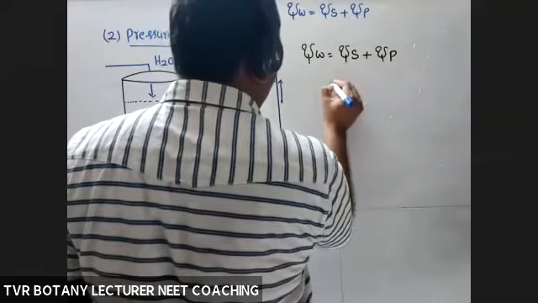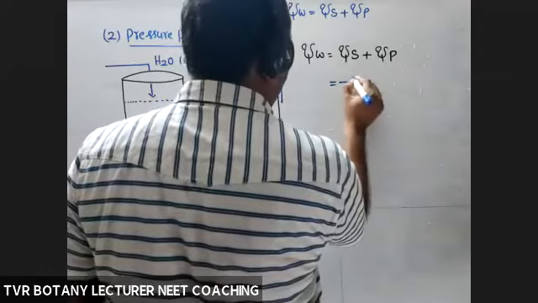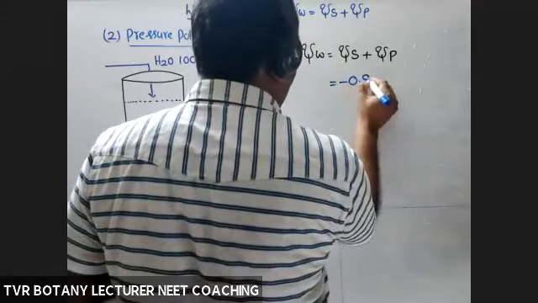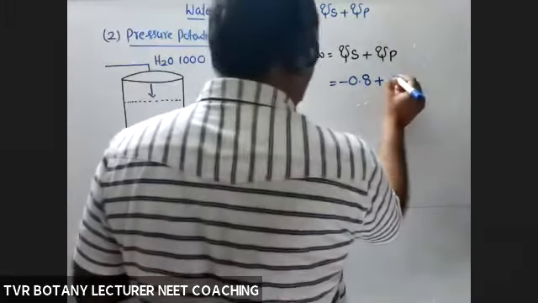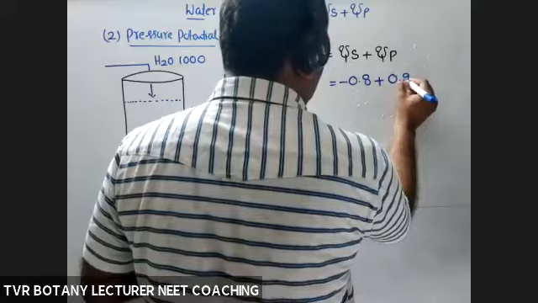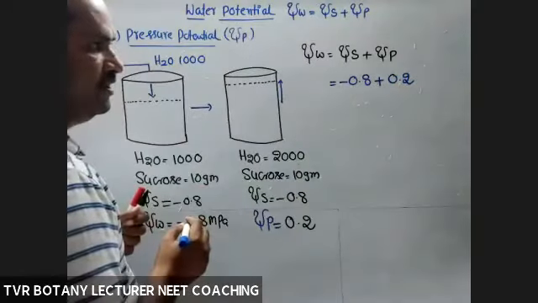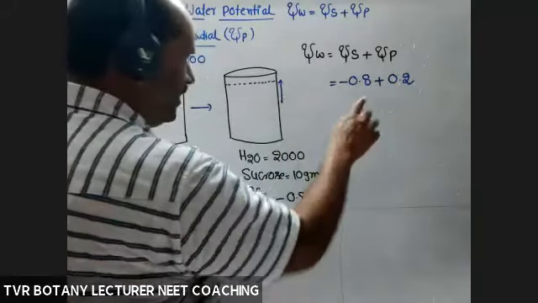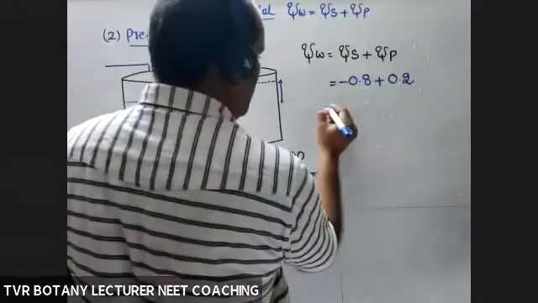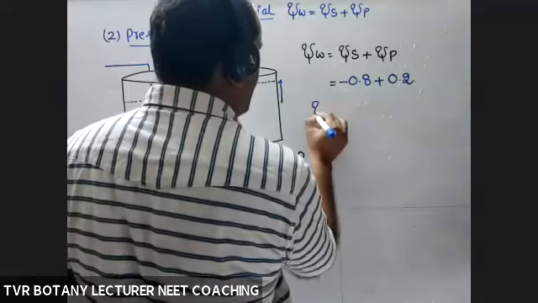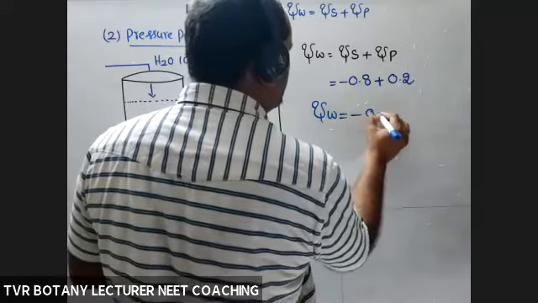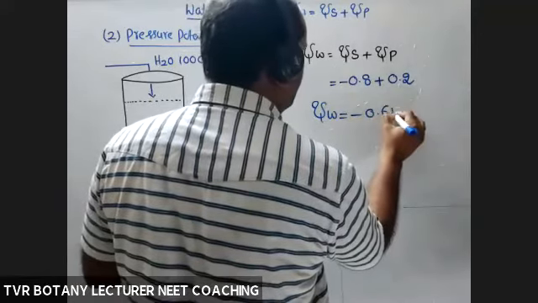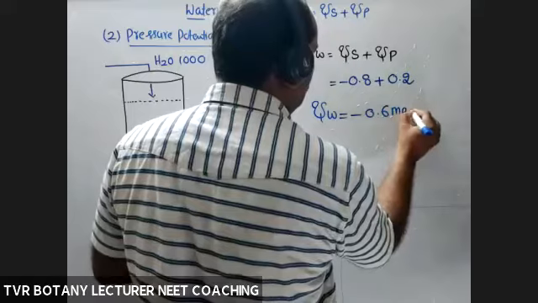So psi S value minus 0.8 plus pressure value 0.2. Okay, so 0.2. So now after subtraction, psi W is equal to minus 0.6 megapascals.